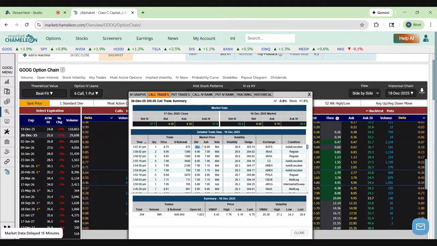These are the bids and offers at the time. $6.75, and $6.80 was the best offer. So we could see here, if we just had to look at the trade, it equaled the bid price.